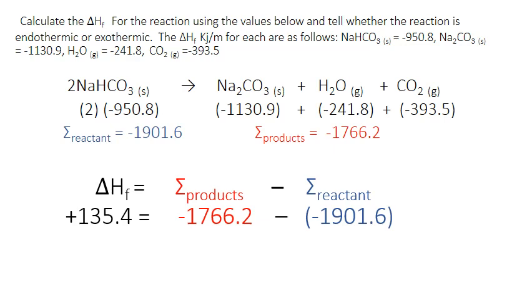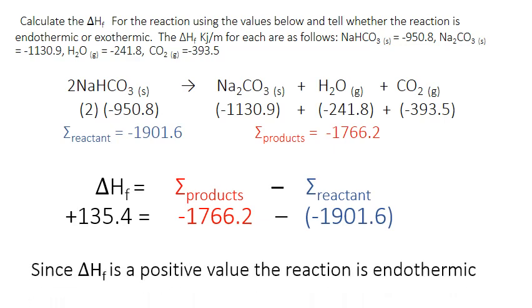The next step is to decide whether the reaction is endothermic or exothermic. Since we have a positive delta H, the reaction would be considered endothermic. If our delta H of formation would have been a negative number, then we would have had an exothermic reaction.